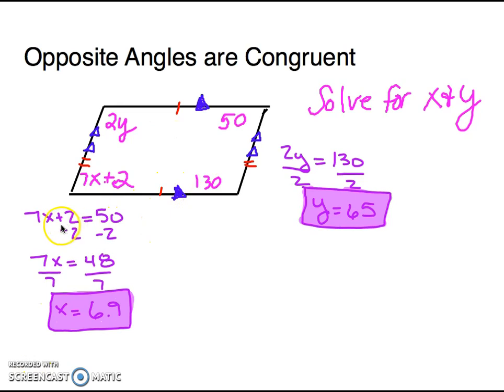So when you solved for this, you should have found that 7x plus 2 equals 50. We're going to subtract the 2 from both sides, and you end up with this. Your final answer should be that x equals 6.9. So we could plug 6.9 back in here if we want to figure out what this angle is. And then for the y value, we know that 2y equals 130, so we set that up. Divide both sides by 2, and we end up solving that y equals 65 is what our answer would be for that. Hopefully you found the same thing.